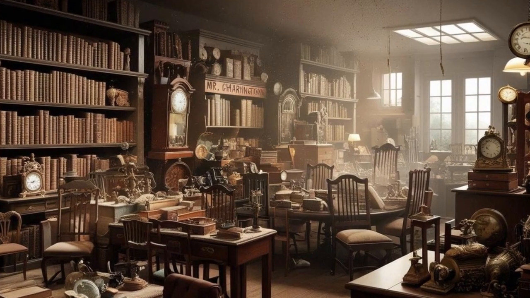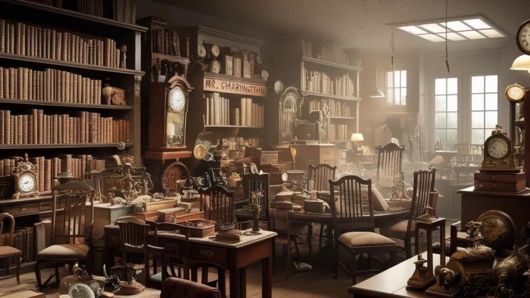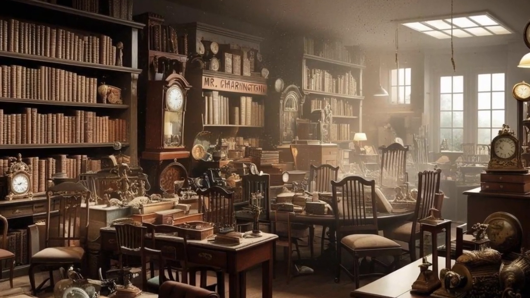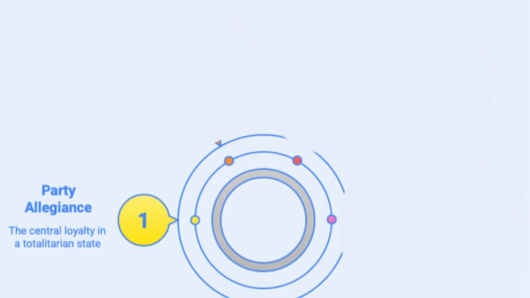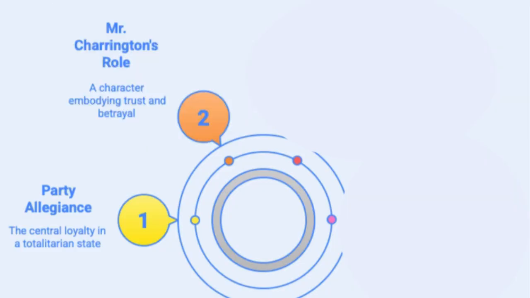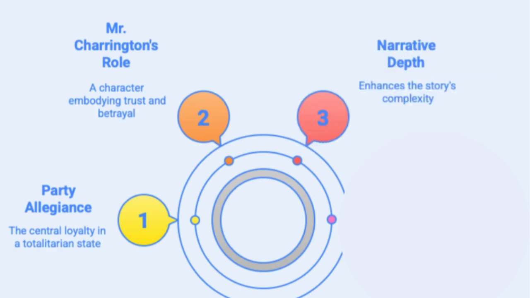Mr. Charrington is the owner of the antique shop where Winston and Julia find a brief sanctuary. He appears to be a kind and trustworthy figure. However, his true allegiance is to the party. Mr. Charrington's role highlights the themes of trust and betrayal. It adds depth to the narrative and underscores the dangers of trust in a totalitarian society.